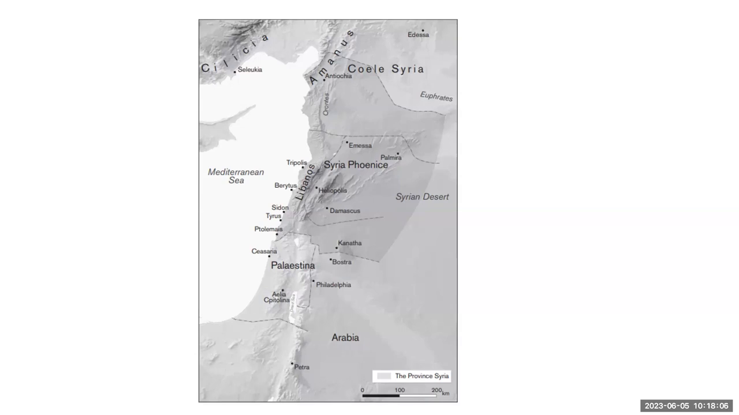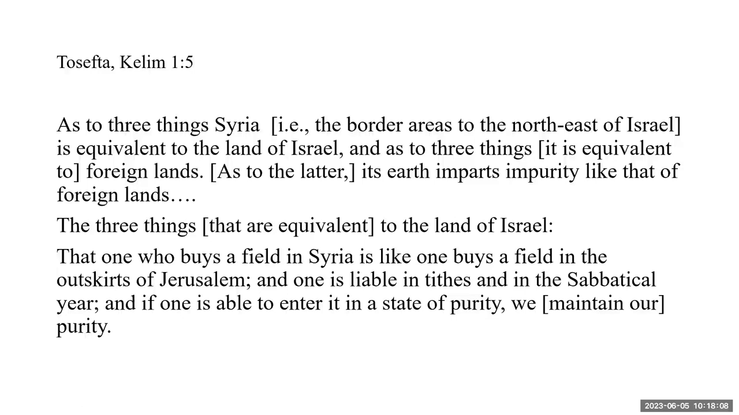We can read it in Tosefta Kelim. As to three things, Syria is equivalent to the land of Israel, and as to three things, it's foreign land. It is in parts impure like that of foreign lands. And the three things that are equivalent to the land of Israel: the one who buys a field in Syria is like one who buys a field in the outskirts of Jerusalem, and so on. This domain, despite its proximity to the land of Israel and its partial correspondence in status to the land of Israel, is still considered to be tainted with the impurity of the nations.